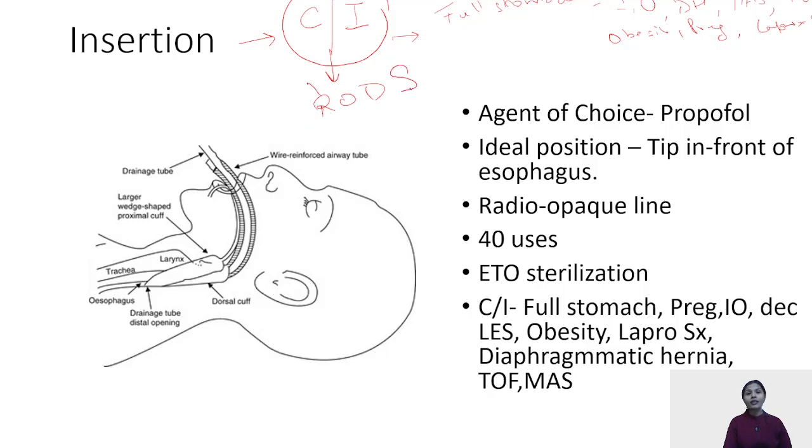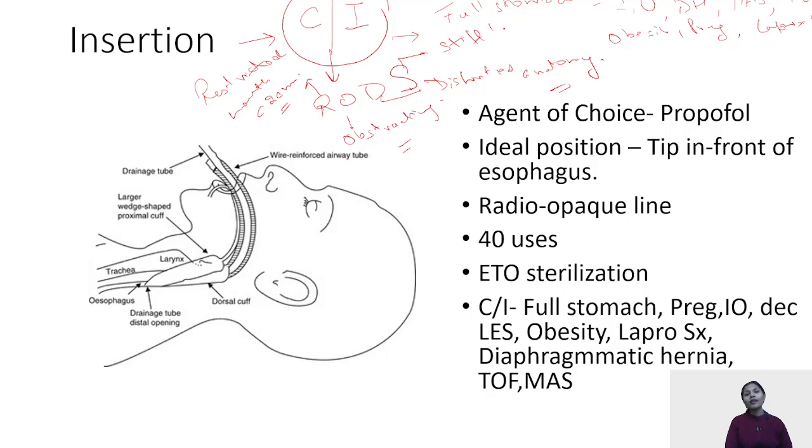RODS: R stands for restricted mouth opening, that is mouth opening less than 2 centimeters, you cannot introduce your LMA. O is obstruction. There is some obstructing feature in the mouth like a mass or blood or secretions in which the LMA cannot be inserted. D is distorted anatomy, like oromaxillofacial surgeries or trauma patients in which the anatomy is distorted, you cannot use LMA. And last is the stiff lung.